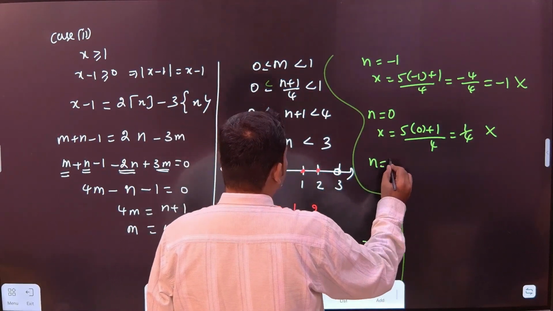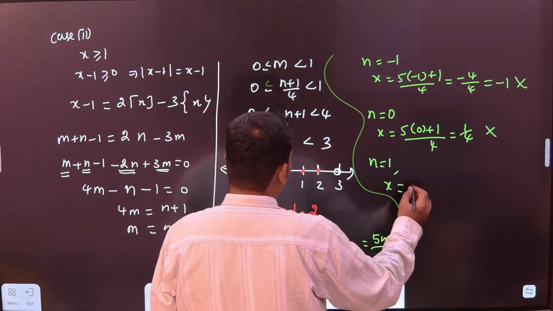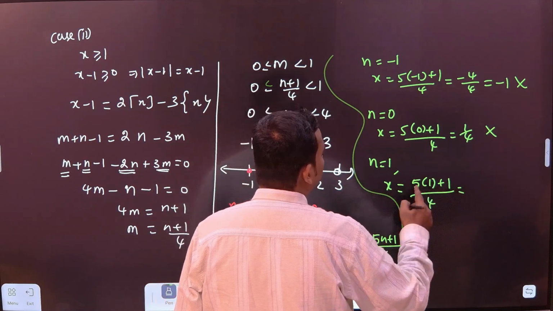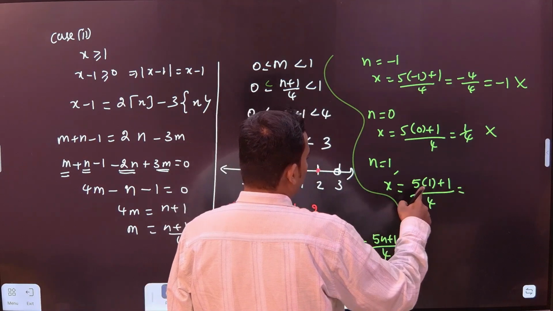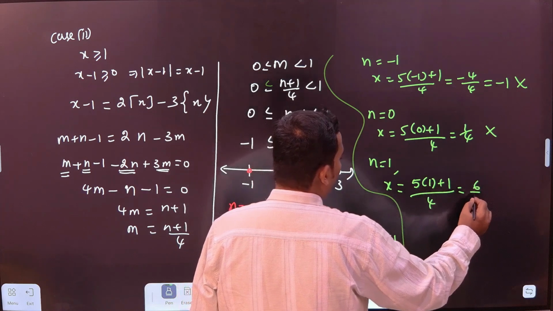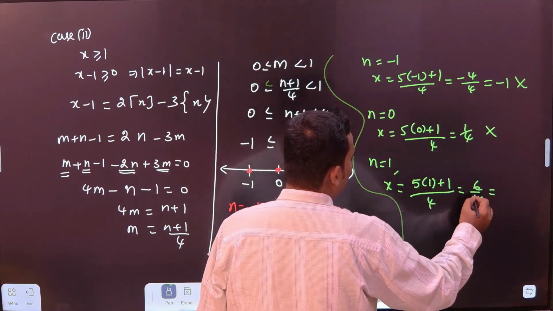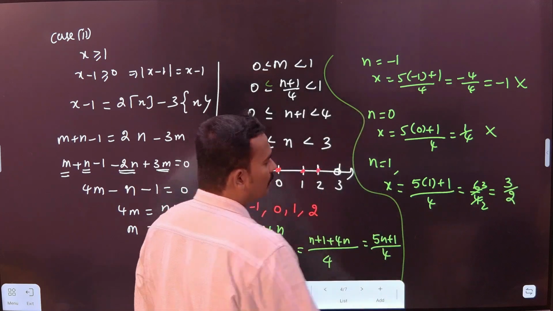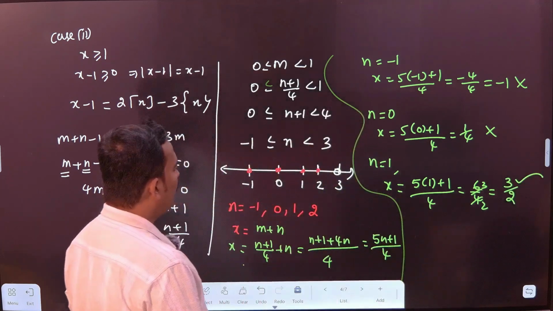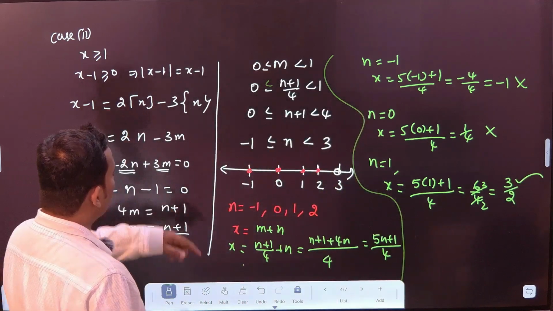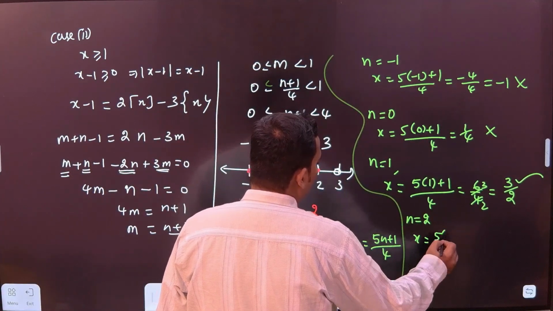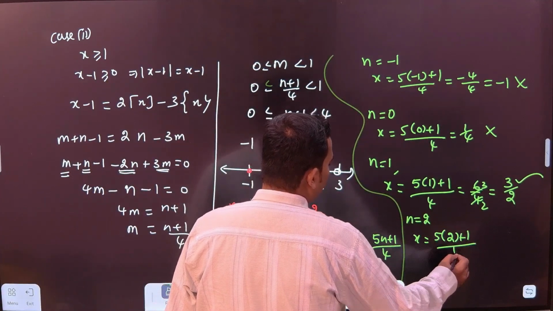So let us take n is equal to 1. x is equal to 5 into 1 plus 1 by 4. It is correct. So 5 plus 1 is 6 by 4. That is, 2 times 2 is 4, 2 times 3 is 6, so 3 by 2. One solution is possible. Yes, good. And then n is equal to 2 you can take. x is equal to 5 into 2 plus 1 divided by 4.